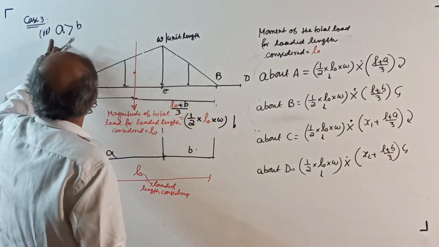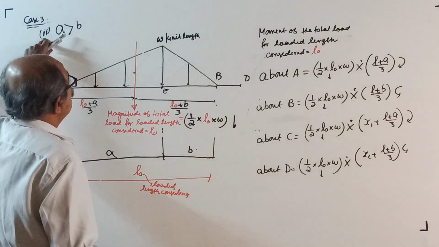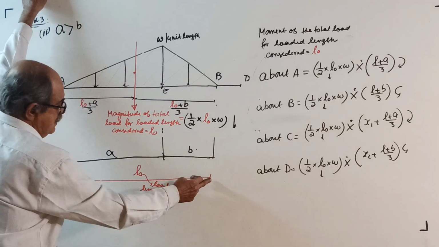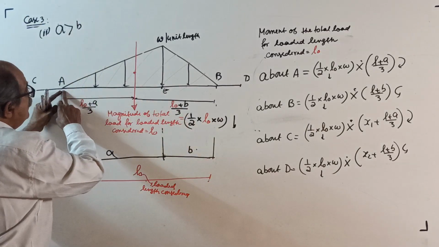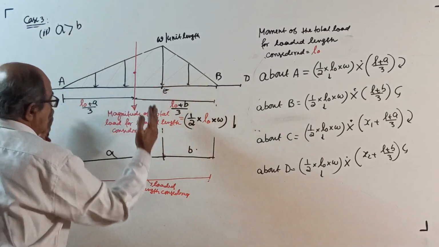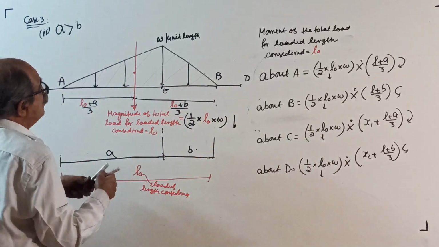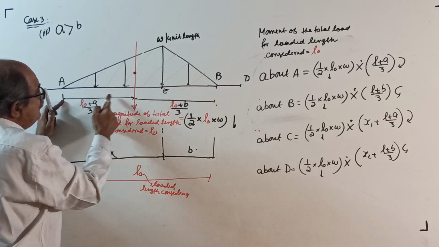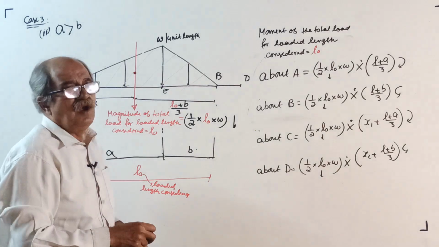Okay. Now, case 3, second case 2. When A is more, A is bigger, B is smaller. Loaded length L0. Now, same thing. Left side is more length, right side lesser length. Now I told, centroid will be here. This side, again formula is L0 plus A by 3, L naught plus B by 3.